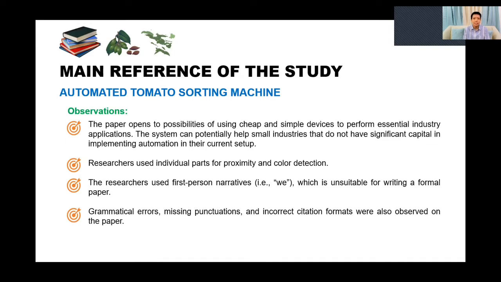So here are the insights that I've got from this paper. The same idea of using low cost and simple devices will be implemented on my proposed system. So the acceptability of the equipment for small scale field growers will be high. However, even though I will use cheap devices, I will ensure that they will perform better compared to the detection of the modular infrared sensors and color sensors, which were used by the automated tomato sorting machine.